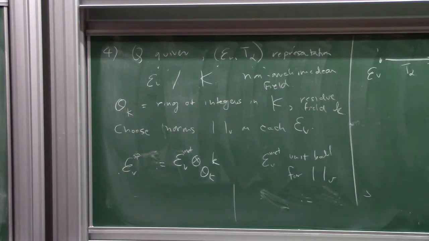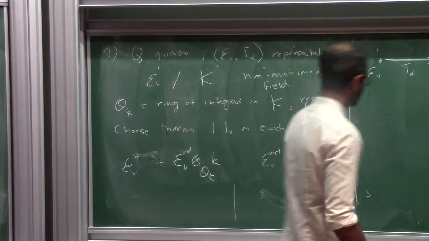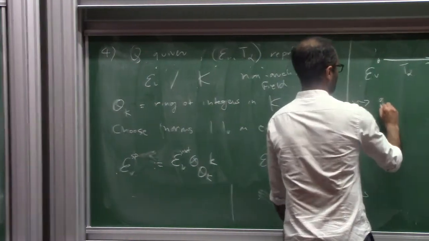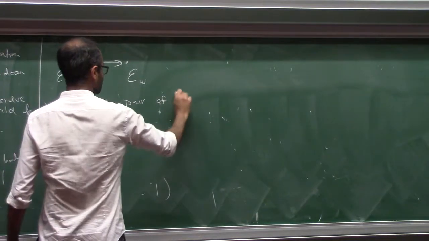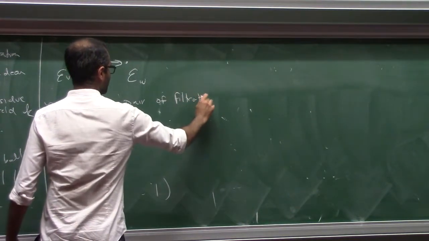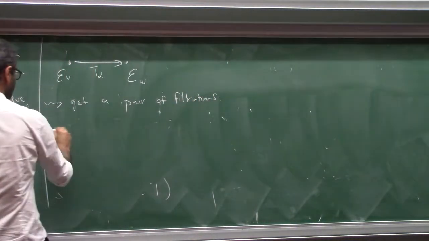Okay, so if I have this map T alpha and I have these metrics on both the vector spaces, I get a pair of filtrations. So let me define this filtration. So you get a pair of filtrations. So one is an increasing filtration.